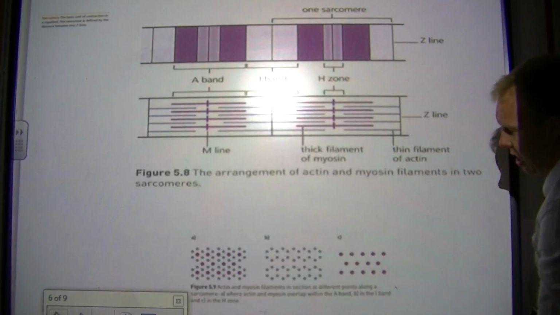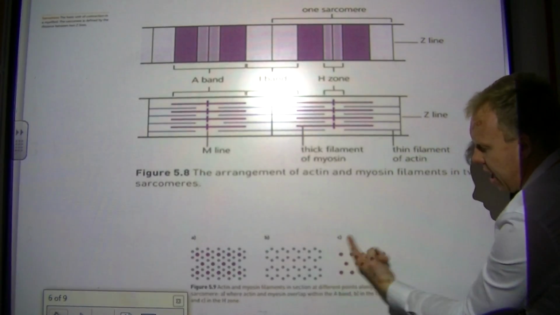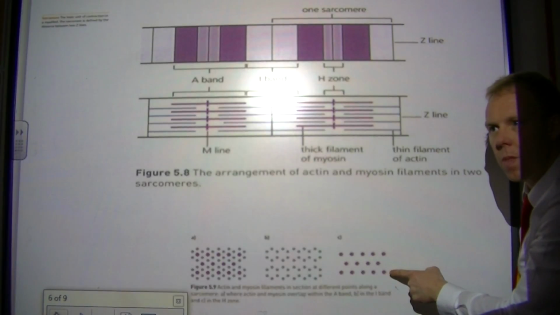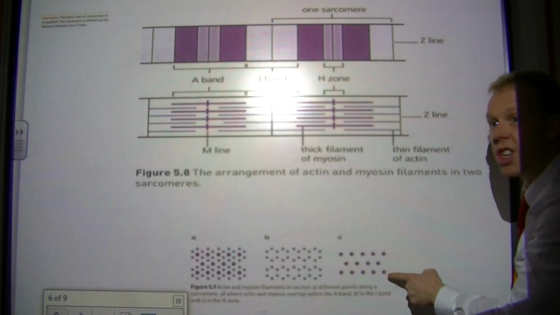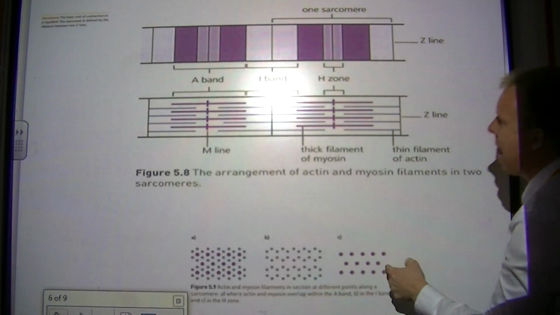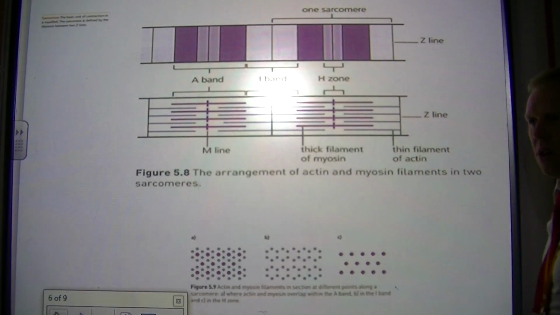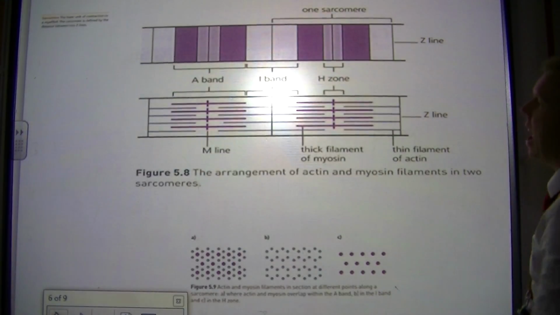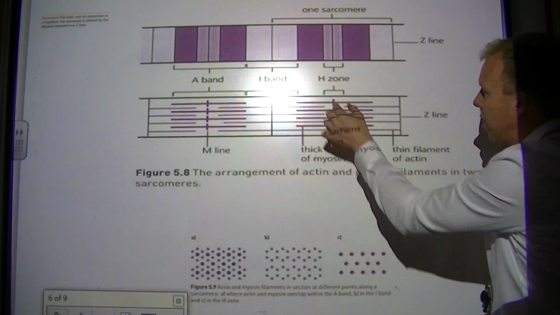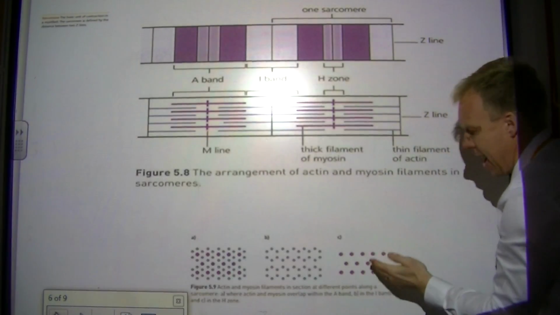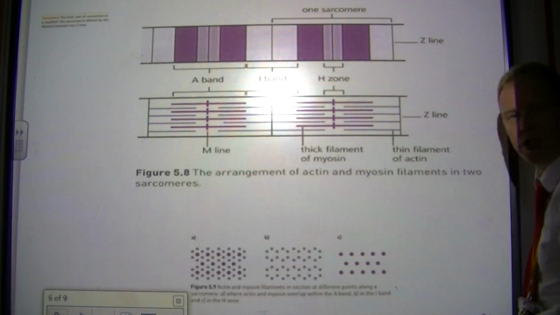So if we can have a go at this together. Where is there just myosin? How do I know this is myosin, by the way? It's darker. Because it's darker, it's a thicker protein filament, right? Whereabouts would you find that on this diagram? Where there's just the presence of myosin? In the H zone. In the H zone, Bradley. So at this point in time, there is only myosin present. That's what it would look like as a cross section.